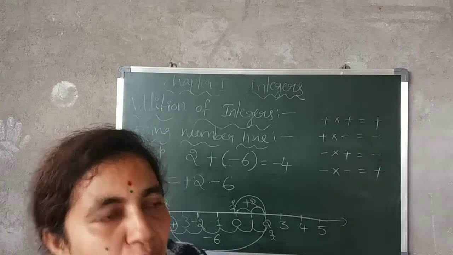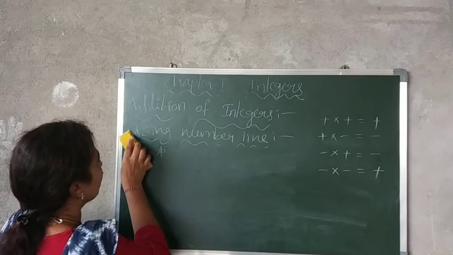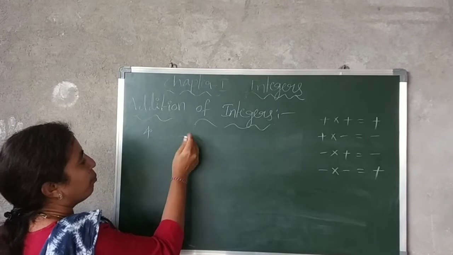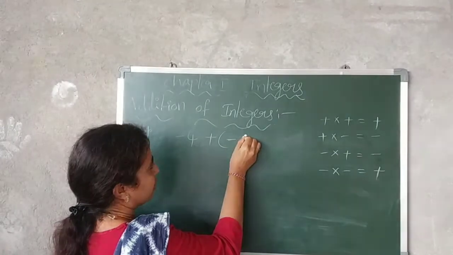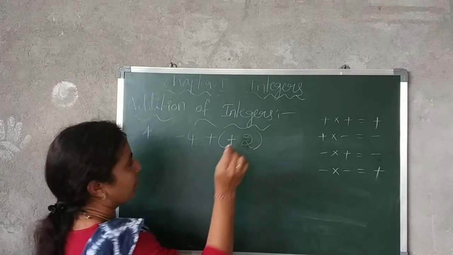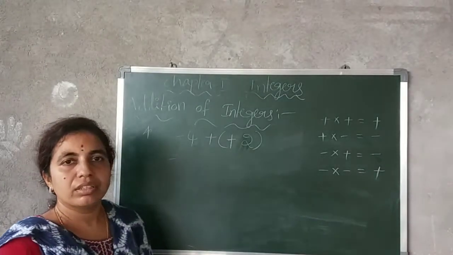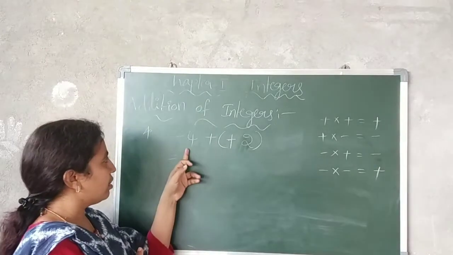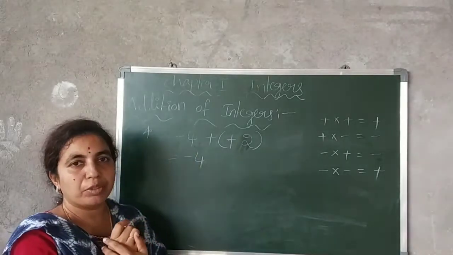I'll explain one more example also. We'll go with one more example. Minus 4 plus of minus 2 or plus of plus 2. Minus 4 plus of plus 2. Same, go with the removing of brackets. You should remove the brackets. So the first number, minus 4, as it is you have to write. So write minus 4.